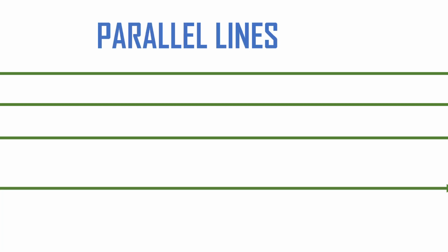Now, which are the parallel lines? When the lines never cross each other at any point, even when produced at both ends endlessly, and those parallel lines are always equidistant from their corresponding points. Here lines M and N are parallel.